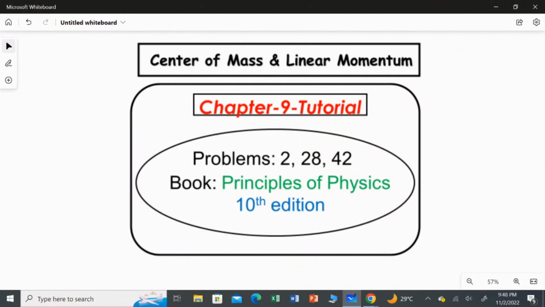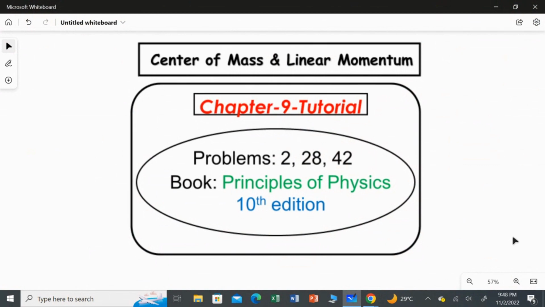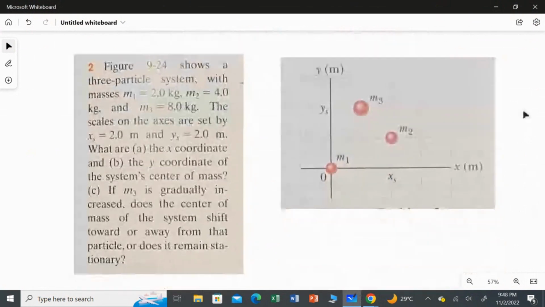In this video, I am going to solve these three problems taken from the book Principles of Physics, 10th edition. The title of the chapter is Center of Mass and Linear Momentum, which is the ninth chapter in General Physics. Problem 1. Let's start the first question.